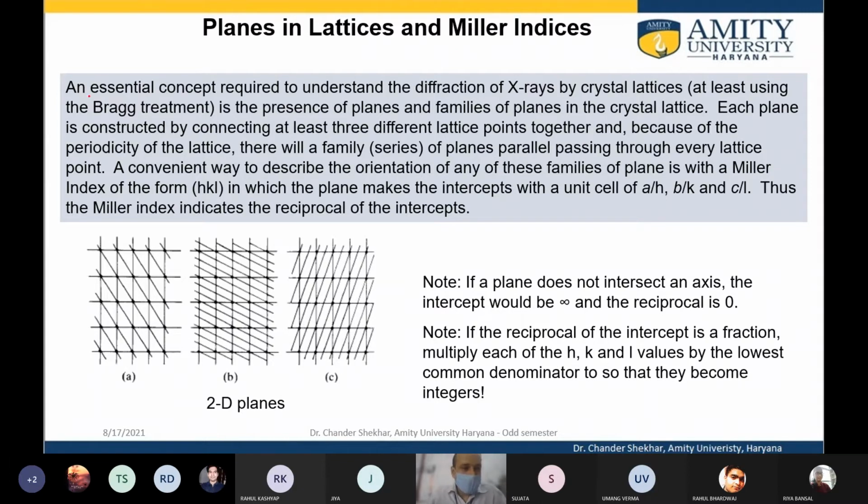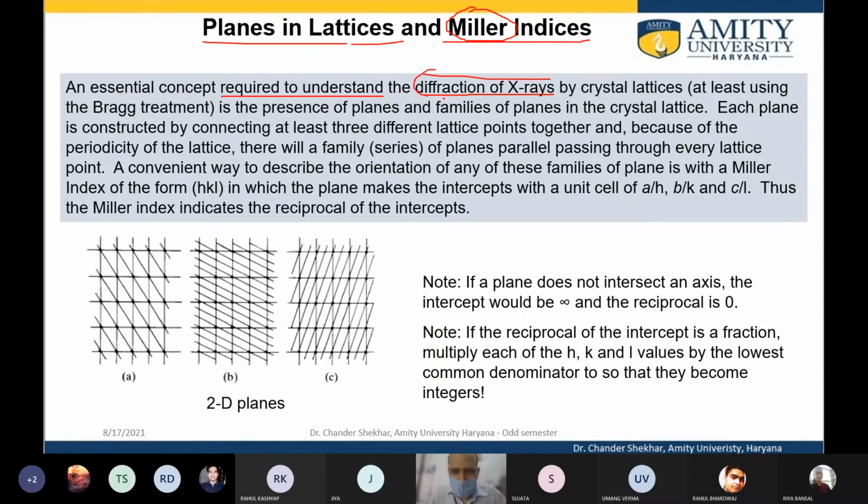So this Miller indices, Miller gave these indices, so these are the Miller indices. So, planes in lattices and Miller indices. It's the essential concept to understand the diffraction of X-rays. Now there is a theoretical construct that the atoms are periodically arranged. There are experimental evidences including the X-ray diffraction.